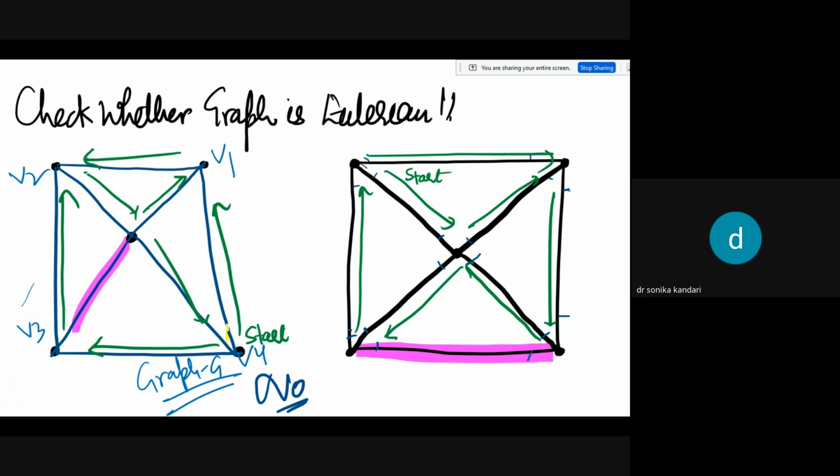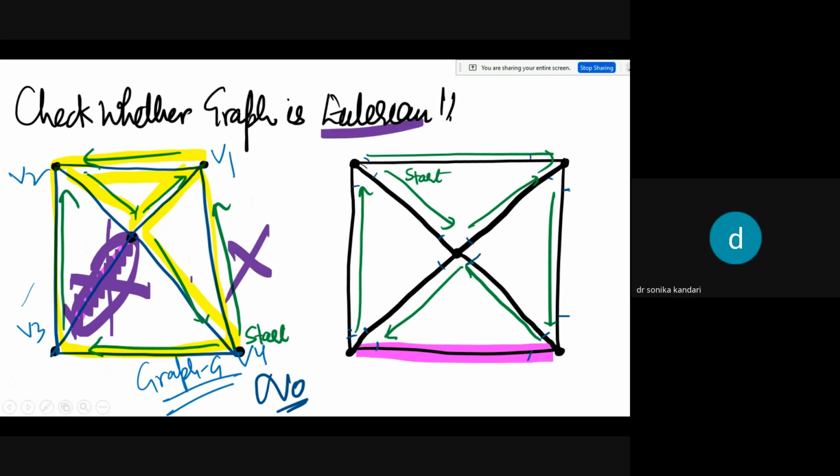See, let's start traversing. I have started from here. What all possible combinations could there be? Are you able to cover every edge? No, ma'am. One edge is remaining. In my case, one edge is left. Which one? This one. I was unable to cover this edge. If you are unable to cover even one edge, then the graph is not Eulerian. So this is not a Eulerian graph.